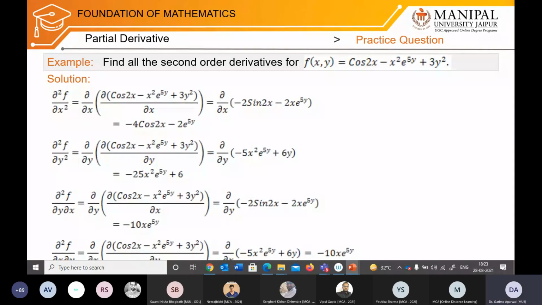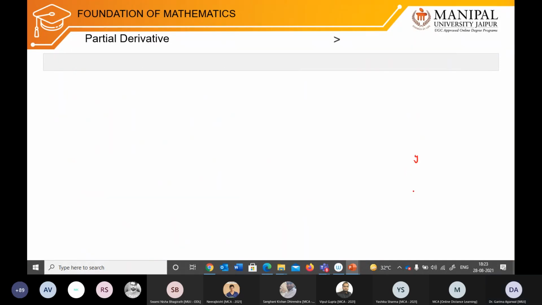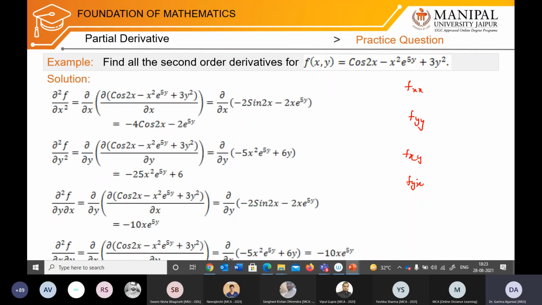Now the question is, find the second order derivatives of the function. So fxx, fyy, fxy, and fyx all are known as second order derivatives, right? So let's start with fxx. Del by del x of this term, right? Because we need to find fxx, that is 2 times partial derivative.